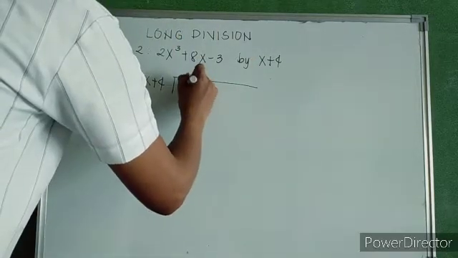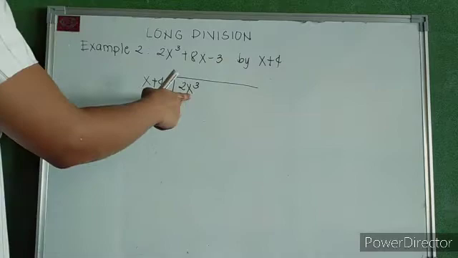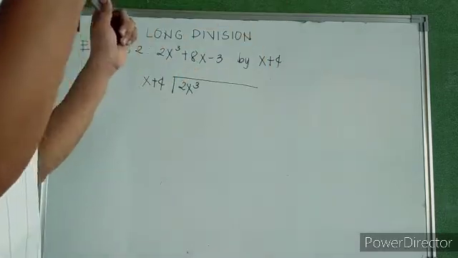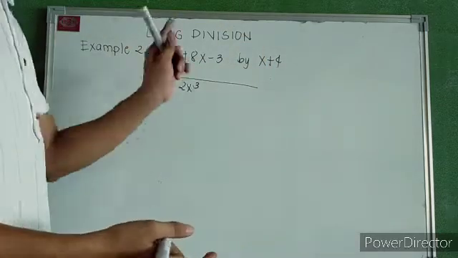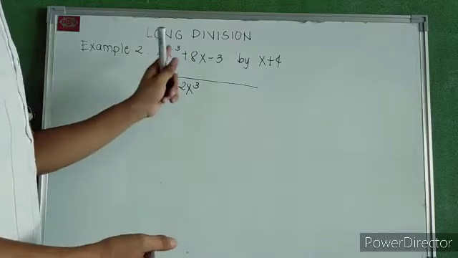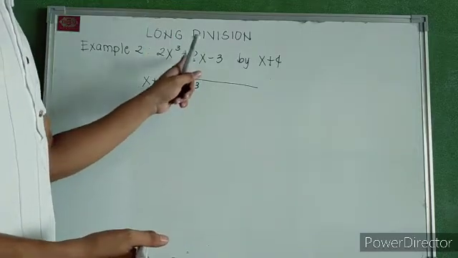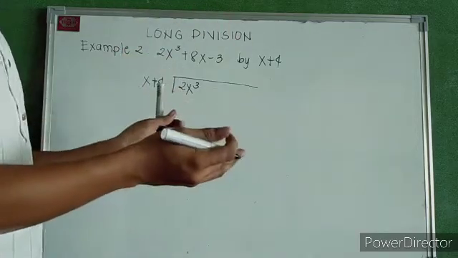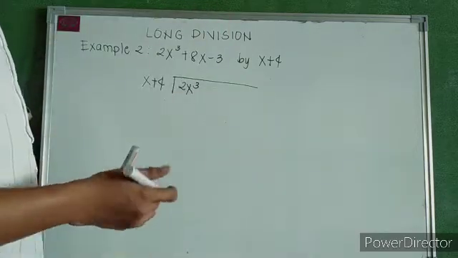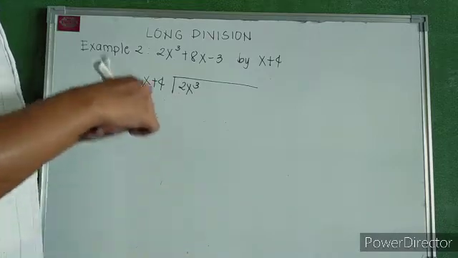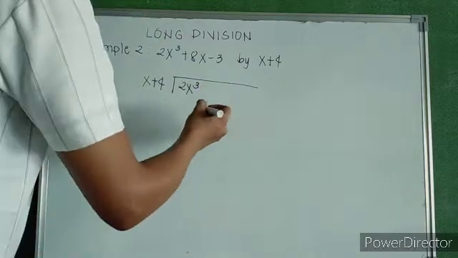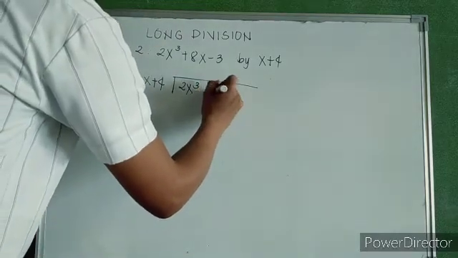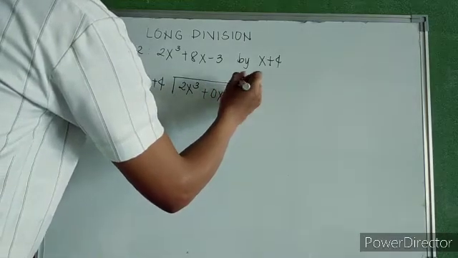So we have 2x cubed. After the cubic term, we need a quadratic term, where the exponent is 2. So what if there are instances where the quadratic term or one of our terms is missing? What we will do is still put it, but its coefficient is 0. That is, for example, plus 0x squared.